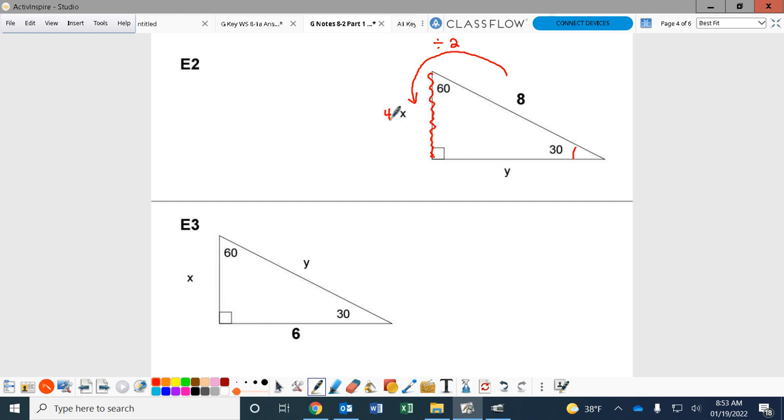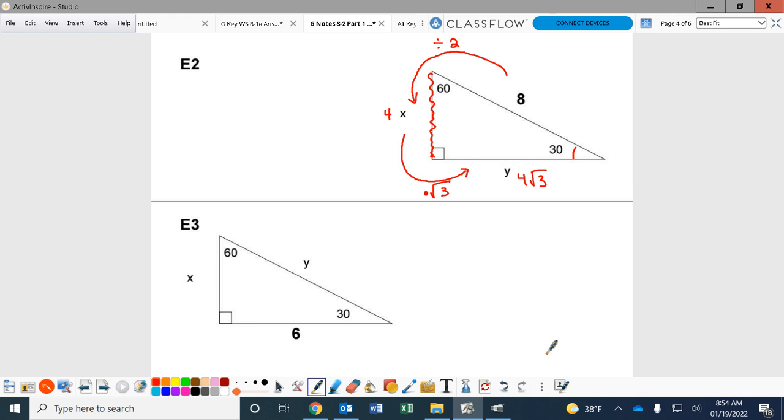So that means this x would be 4. Perfect. To go from the short leg to the long leg, you are going to multiply, and you're going to be multiplying by what number? Radical 3, square root of 3, however you want to say it. Root 3 is also correct. All those are fine. So that would be 4 square roots of 3.